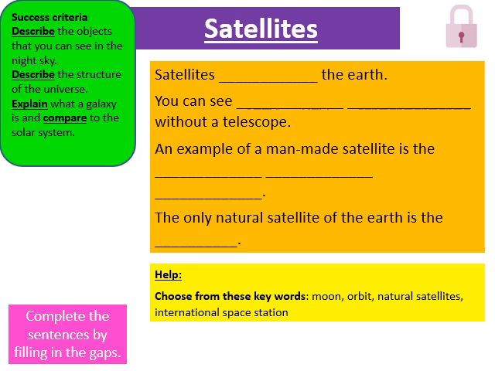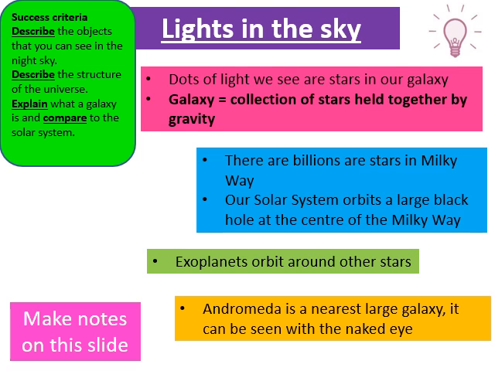Okay, so as we've already said then, there's lots of objects in the night sky, but they're all very far away and we can't really see exactly what they are. So the dots of light that we see are actually stars in our galaxy, and a galaxy is just a collection of stars that are held together by gravity. Our galaxy is the Milky Way, and there are billions of stars in the Milky Way. Our solar system sits within that and orbits this large black hole at the centre. Okay, now the next nearest galaxy to us is Andromeda, okay, and it can actually be seen with the naked eye.